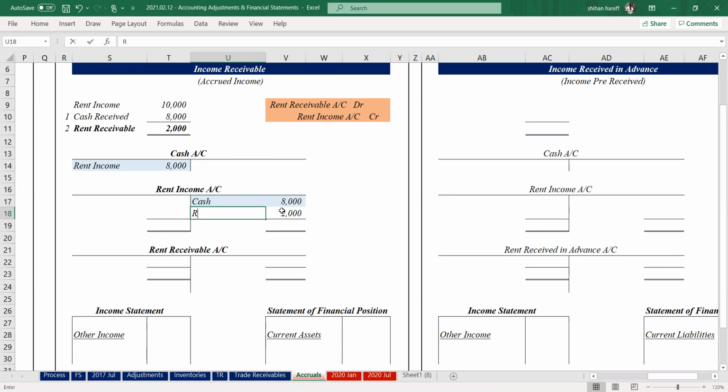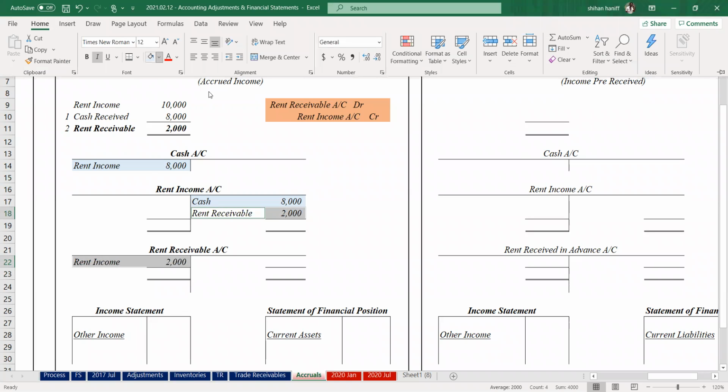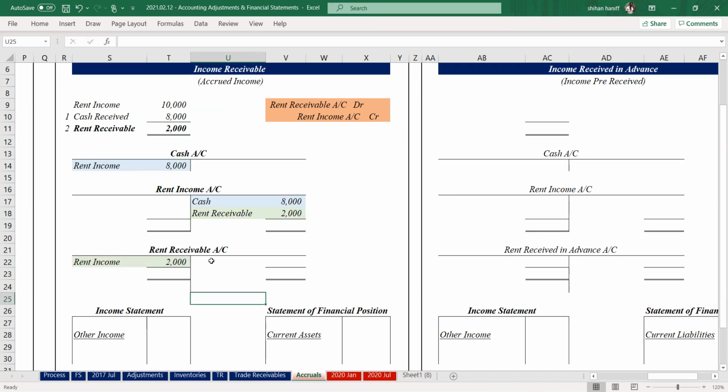So this is rent receivable, and that will be debited to the rent receivable account. So rent income. So the second entry, receivable account debit, rent income account credit.